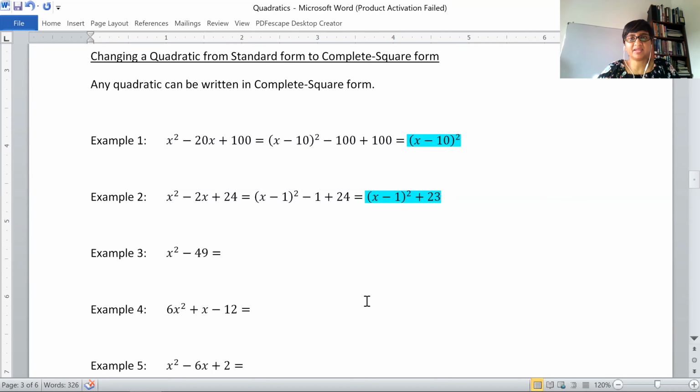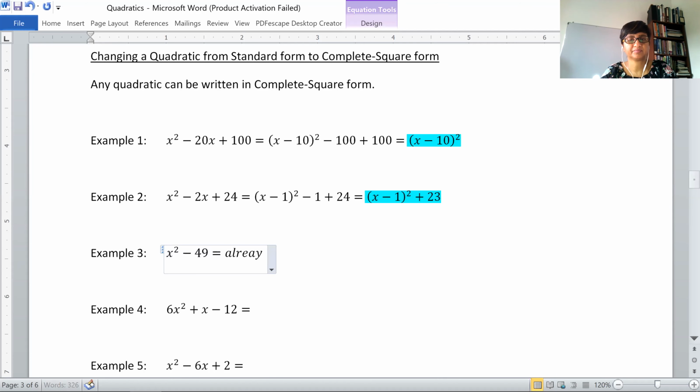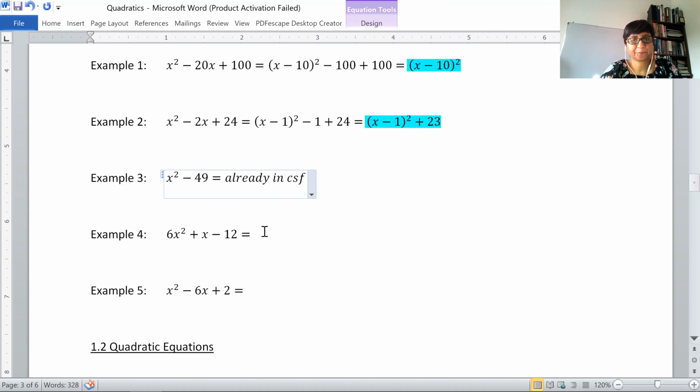What about example 3? It is already in complete square form. All the x's are in a square. There's only one x already in the square term, and then you have the minus 49. Nothing to do. You can say it's already in CSF, or you can say it's x squared minus 49 itself. This one.